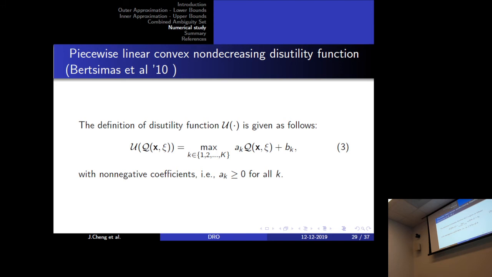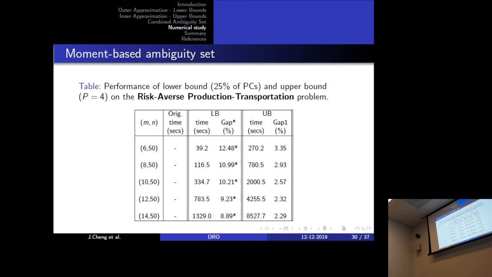With this background, we have the numerical results. Same as before, I only show part of the results. Here, for the outer approximation, which is the PCA approximation, we only consider 25% of the principal components, and for the inner approximation, we only consider 4 partitions. Their result is shown here. If you have, for example, 6 factories and 50 customers, then solving the original exact problem is unfortunately not doable. But you use our two proposed approximations, then we get this lower bound and upper bound, because we don't know the true value.